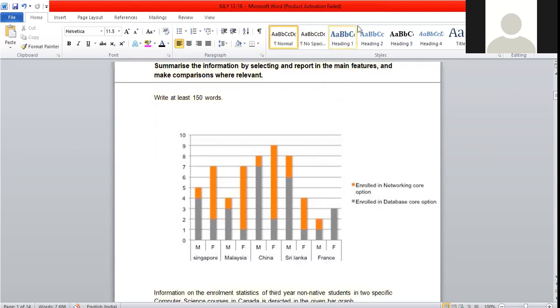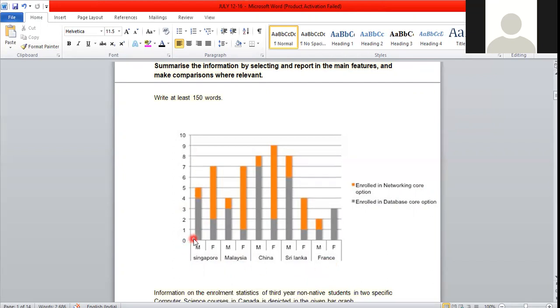Now you can see the numbers here. This is the number of enrollment, and these are the subjects: networking core, database core. So it's in orange, it's networking core. In the gray, it is database core. So this is what we are going to see here. M denotes male and F denotes females. Five countries are there: Singapore, Malaysia, China, Sri Lanka, and France. So these are the things.